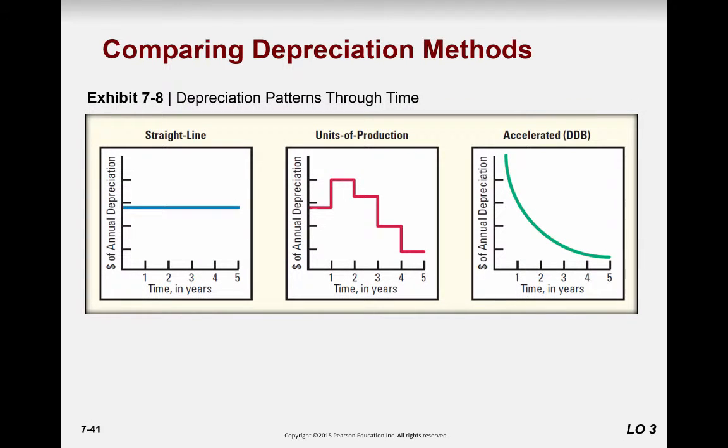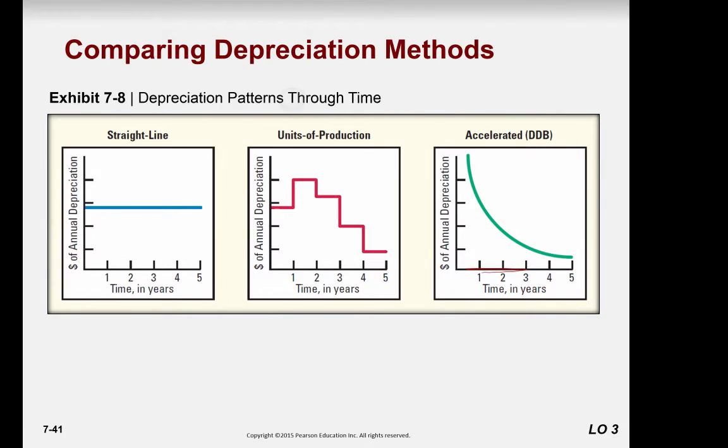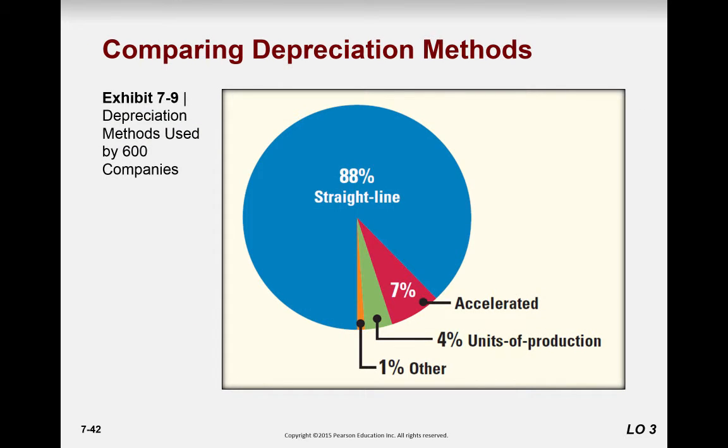The patterns are basically that straight line is a straight line. That's why it's called straight line depreciation, because you do the same amount every year or every month. Units of production fluctuate with the number of units produced, and accelerated depreciation is greater in the beginning years than in the later years. And you'll see basically the use: straight line depreciation, as you can see, is more commonly used, by 88% of companies. So we're going to stop right here and continue with our lecture in the next video.